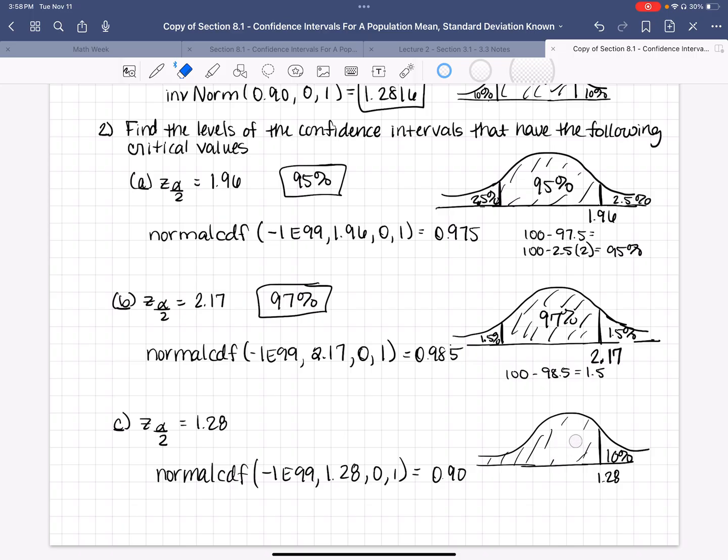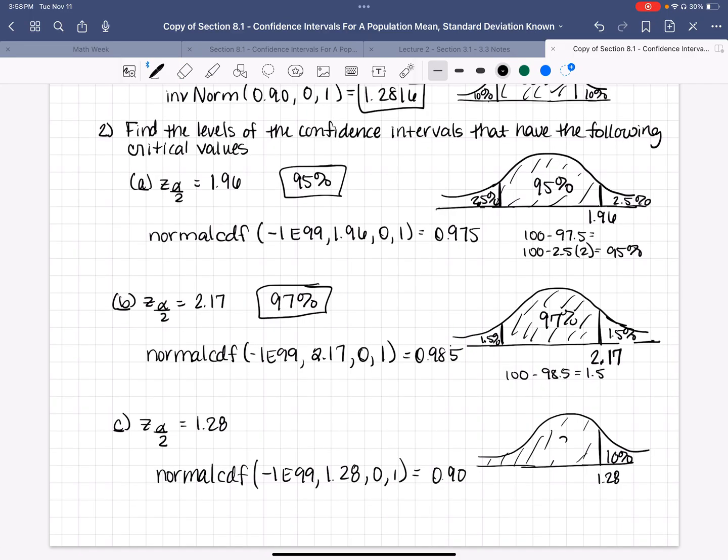That's what 0.90 is. Okay, but we also know that if that is 10% at the top, then I've got to show a 10% down here to the left on the bottom. And that's going to change that to an 80% confidence interval. Okay. Good job.